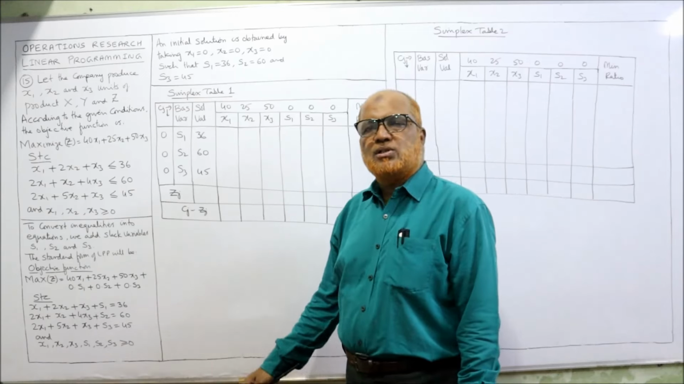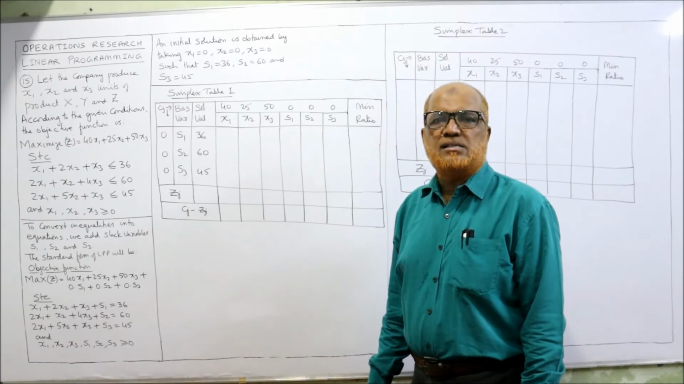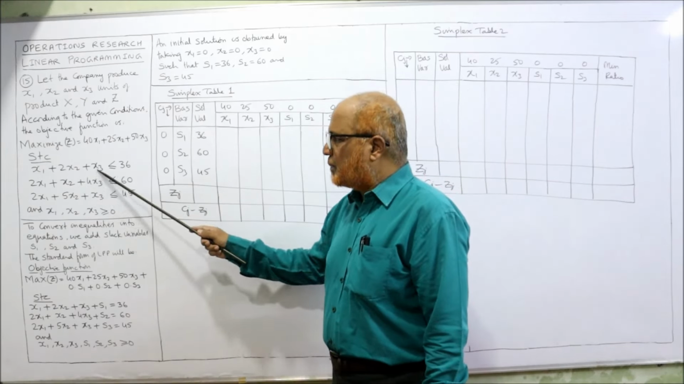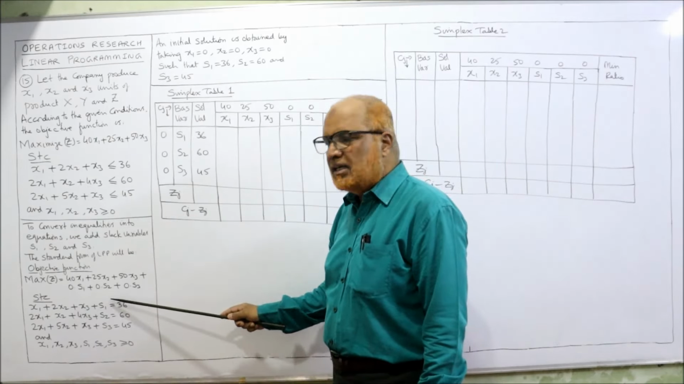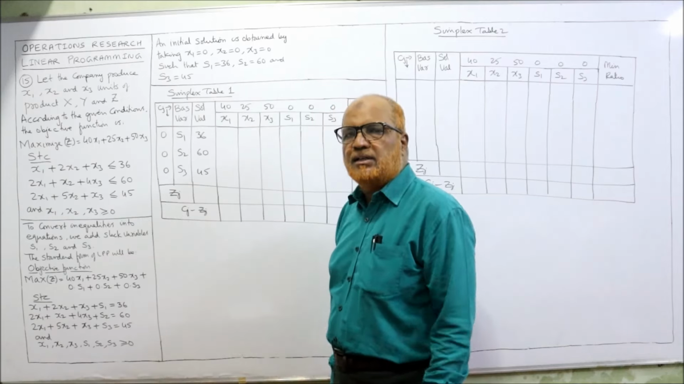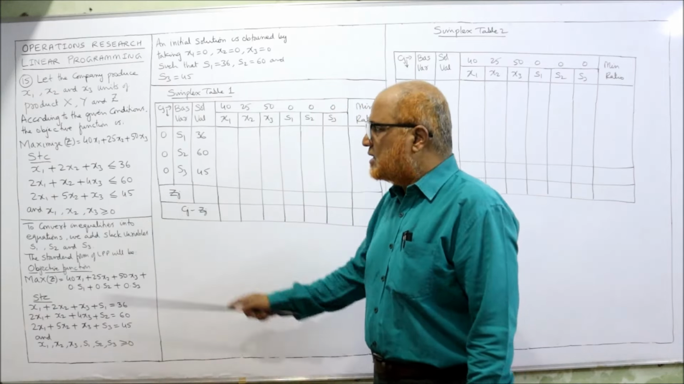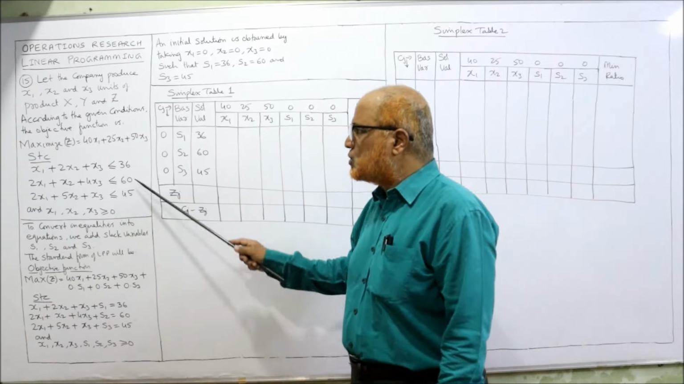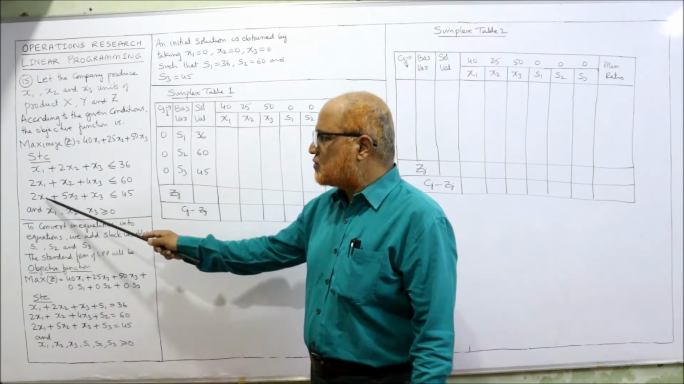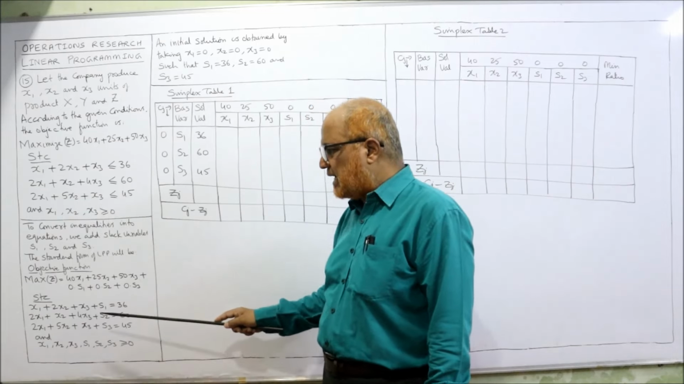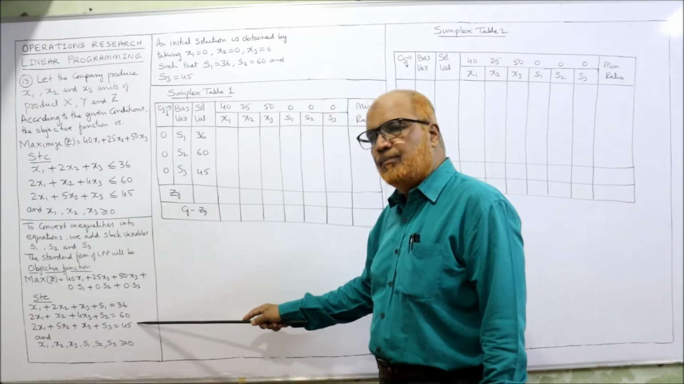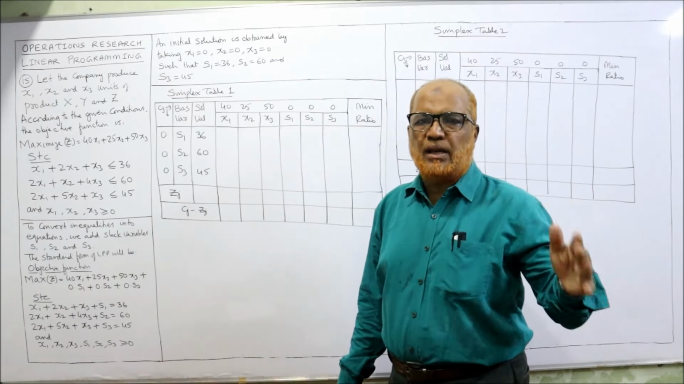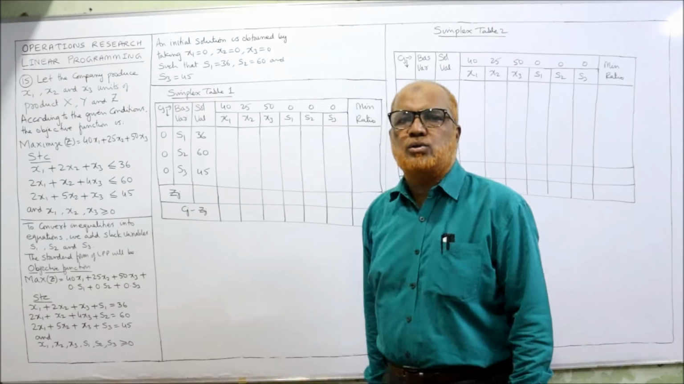Then subject to constraints, we simply add a slack variable in each constraint. So x1 plus 2x2 plus x3 plus S1 is equal to 36. We have converted the inequality into equality. Second, 2x1 plus x2 plus 4x3 plus S2 is equal to 60. Third, 2x1 plus 5x2 plus x3 plus S3 is equal to 45. And all of x1, x2, x3, S1, S2, S3 will be greater than or equal to 0.